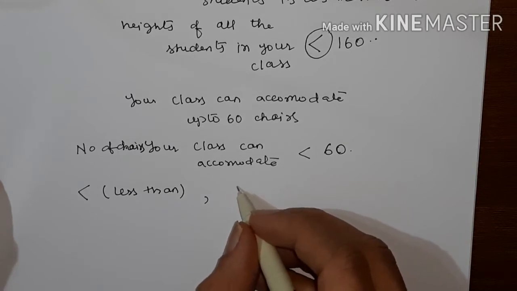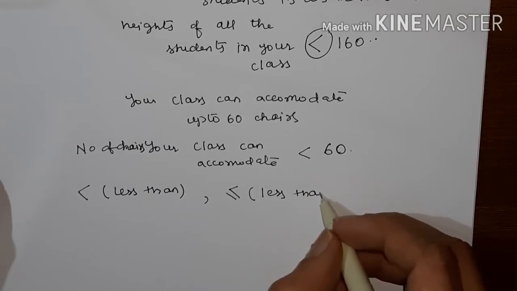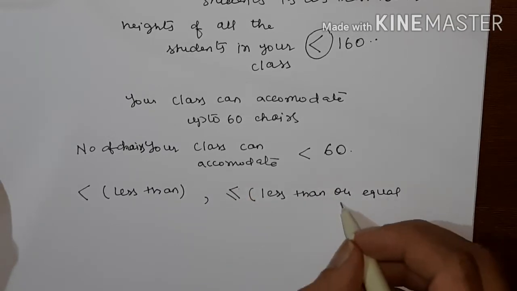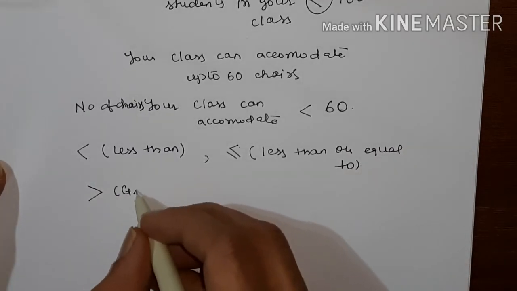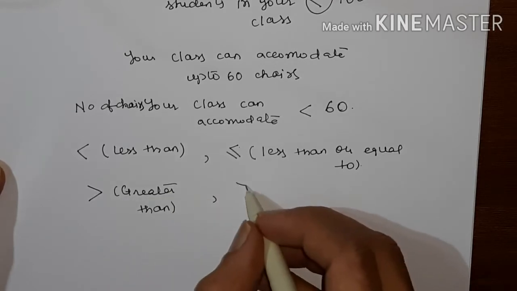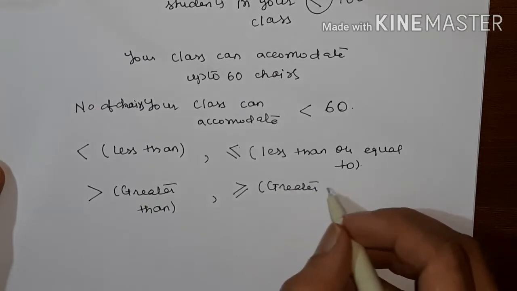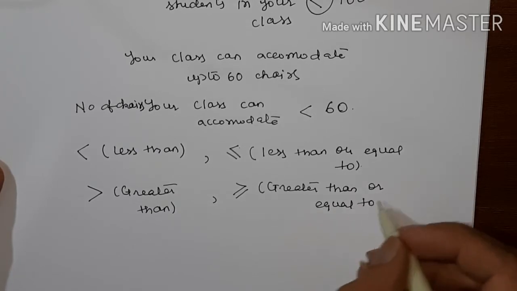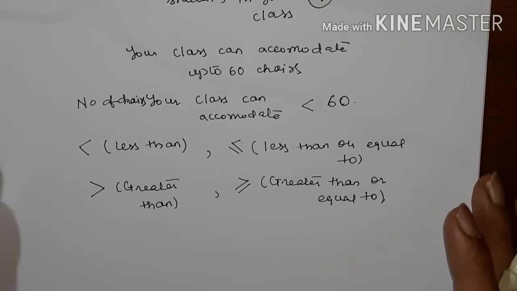Then there is also one inequality, that is less than or equal to. And then there is one more, that is greater than, and then greater than or equal to. So these are the four inequalities.